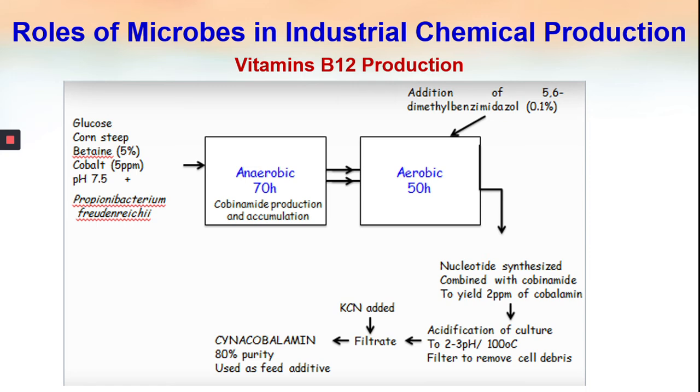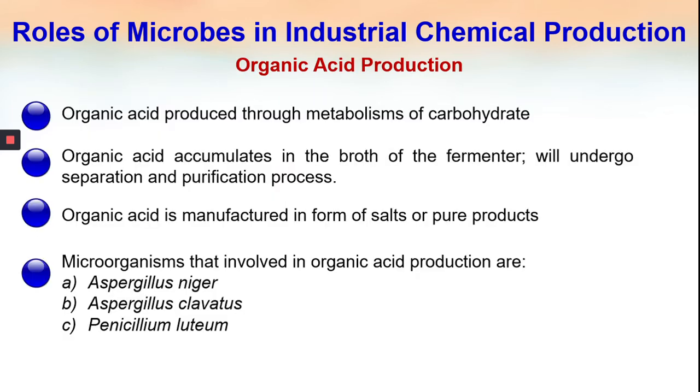After that, we are going to transfer the medium into another tank and undergo aerobic fermentation with some addition of dimethylbenzimidazole 0.1%, and then we are going to withdraw and filtrate all the metabolite and purify the product until we get the cyanocobalamin with 80% purity before we can sell it into the market and use it as an additive in different industries.